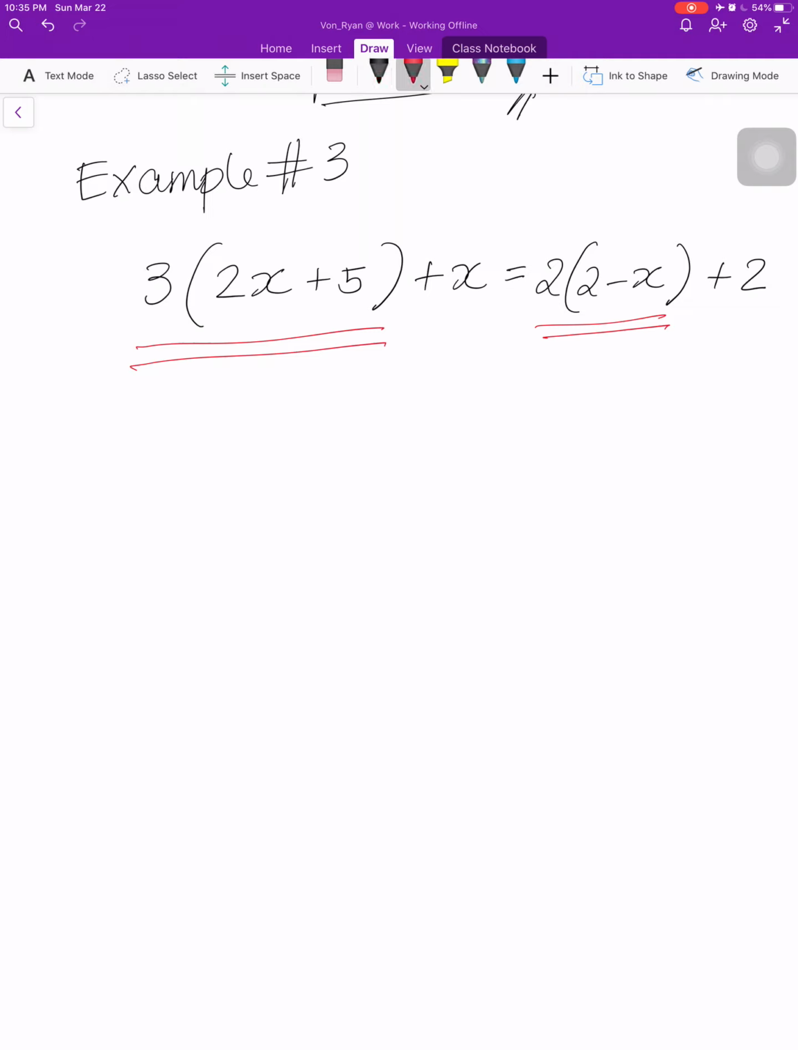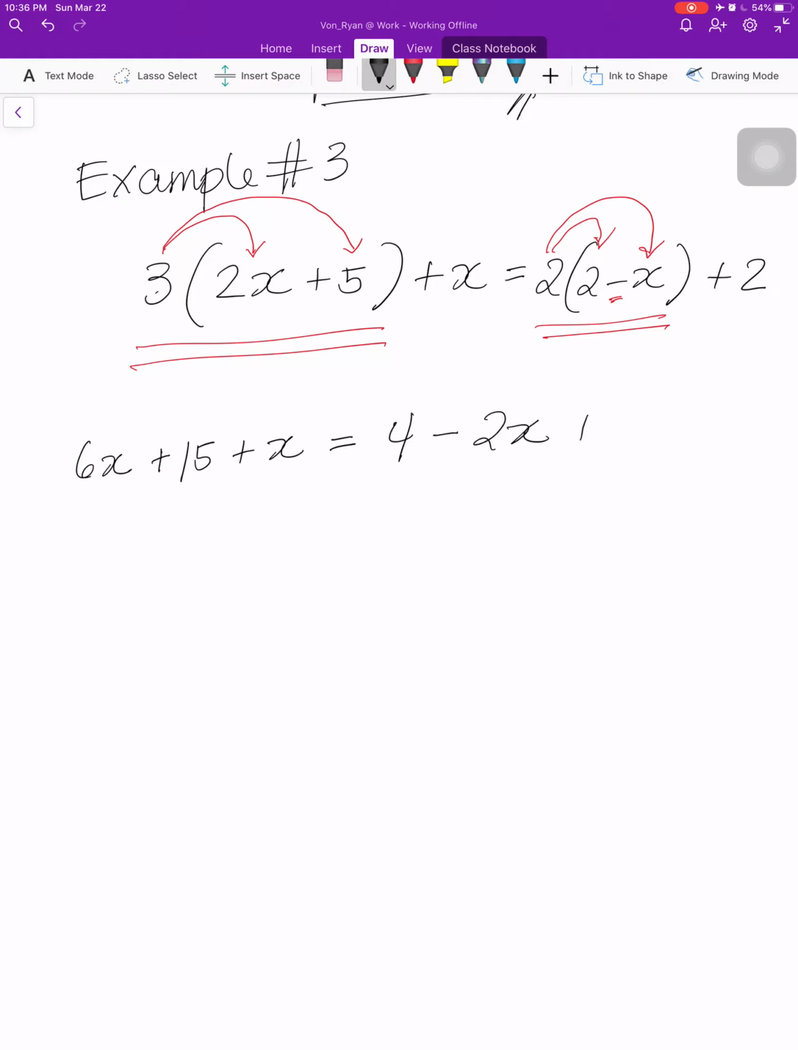So use the distributive property. You need to multiply 3 by 2x first and then multiply it by 5. So what you're going to have is 3 times 2x is 6x plus 3 times 5 is 15. Don't forget the plus x there. Okay, and then do the same for this side. So 2 times 2 and then 2 times negative x. So it will become 4 minus 2x plus 2. And so that's a bit manageable now.